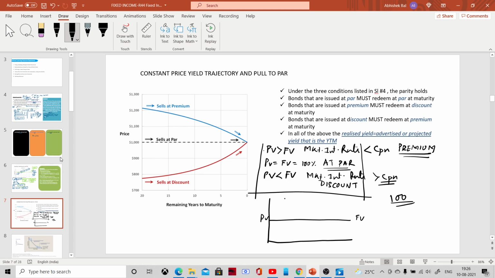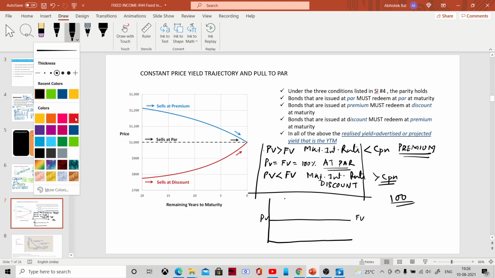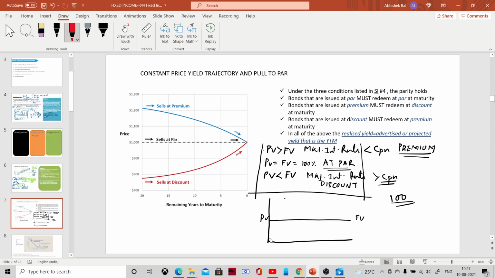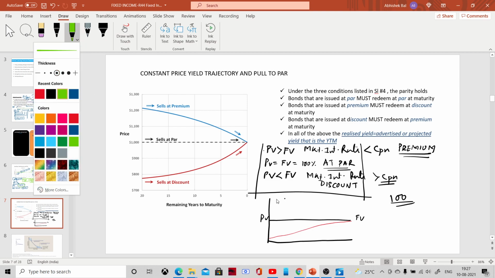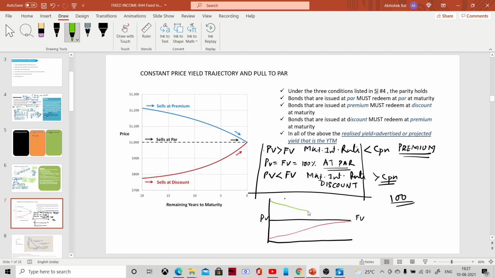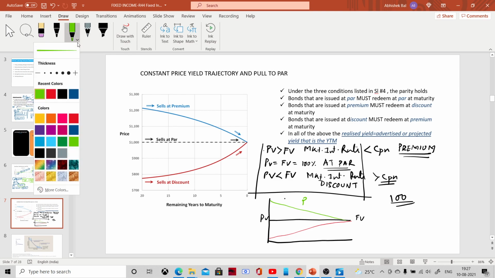If a bond is issued at discount, since the maturity was already known, the bond must gradually attain the face value of the security, which is 100. Okay. And similarly, if the bond has been issued at premium, then also it must ultimately converge to its face value of 100.